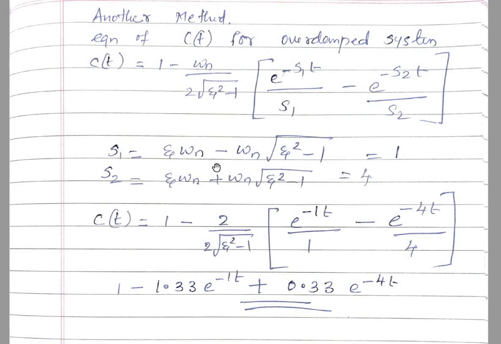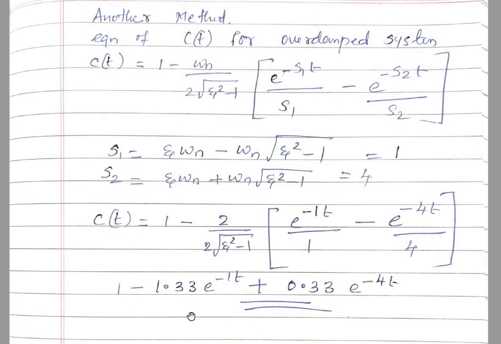So, s1 is equal to zeta omega n minus omega n into square root of zeta square minus 1. When we substitute the values, we get the value as 1, and s2 is equal to zeta omega n plus omega n into square root of zeta square minus 1, that is equal to 4. Now, we already know the values of omega n and zeta, so we will get the expression like this. This is the output expression for the given over damped system.